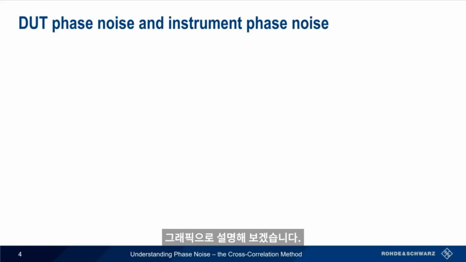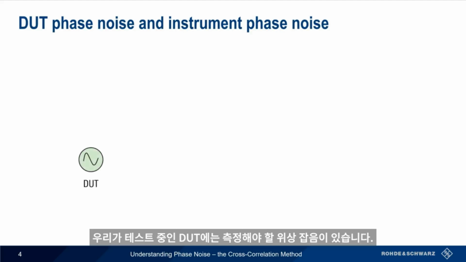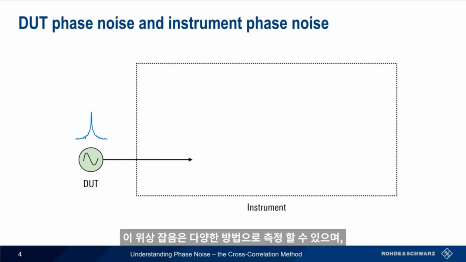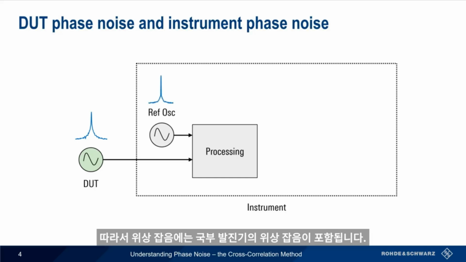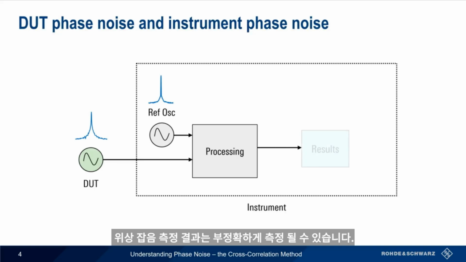Let's look at this graphically. Our device under test has a certain amount of phase noise that we'd like to measure. Within our instrument, this signal is processed using one of the different phase noise measurement methods. Regardless of the method used, this processing requires a local or reference oscillator. This oscillator has its own phase noise, which is combined with the DUT phase noise. Depending on the relative levels of the phase noise in the DUT and reference oscillator, the resulting phase noise measurement may not be an accurate measurement of the DUT phase noise.